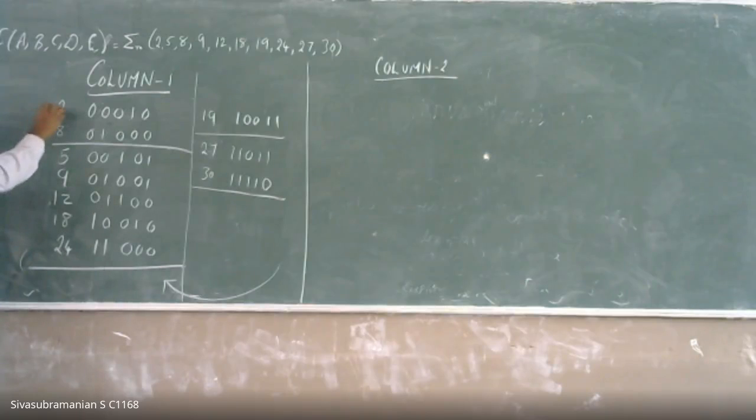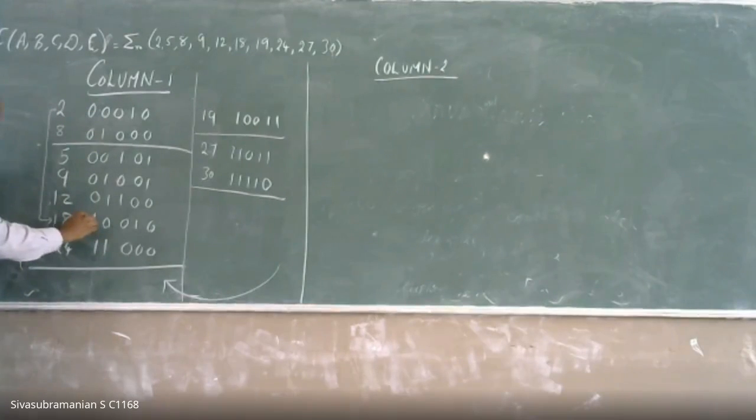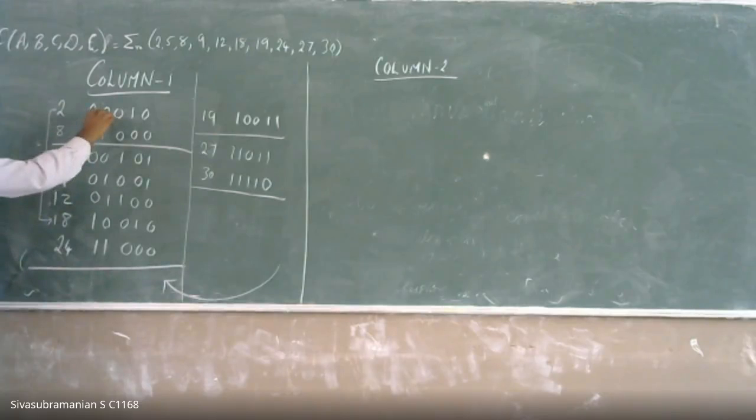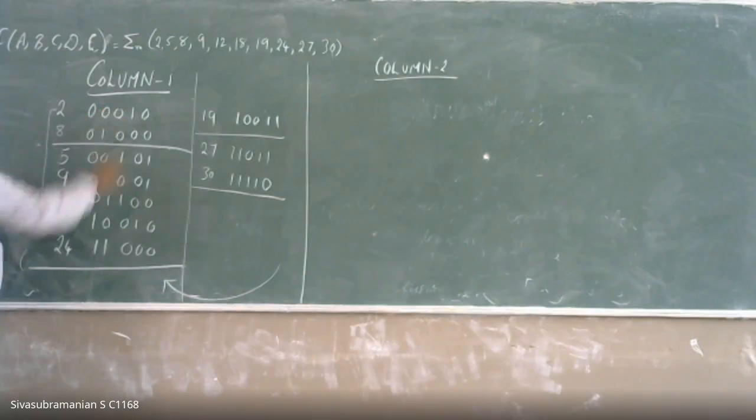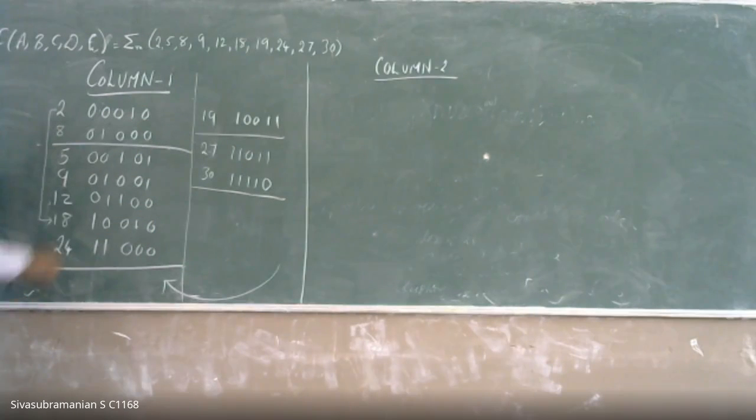Now I'll compare my 2 and 18. 0 and 0, 0 and 1, first bit change. 0 and 0, no bit change. 0 and 0, no bit change. 1 and 1, no bitwise change. 0 and 0, no bit change. Fortunately, I have only one bitwise variation when I compare my M2 and M18.